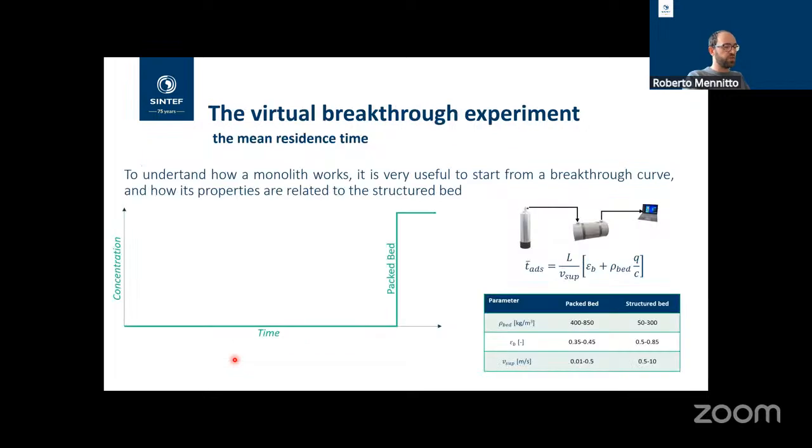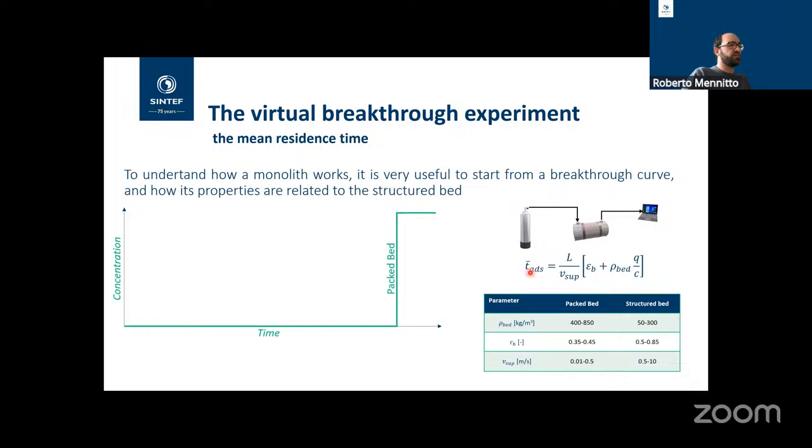Having said why we need monoliths, we can now go into this crash course on the fundamentals of monoliths. And the best place to start is from a virtual breakthrough experiment. So we just look at the mean residence time. We're all familiar with breakthrough experiments. We have a bed in which a portion of it is filled with a sorbent, and we flow a gas within the bed, and we monitor the concentration over time with analytics.